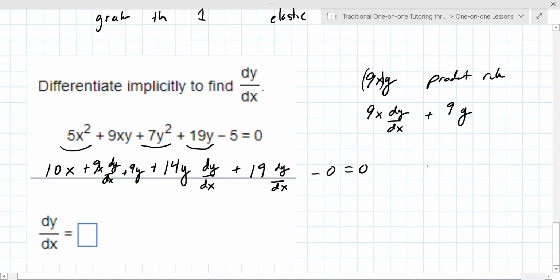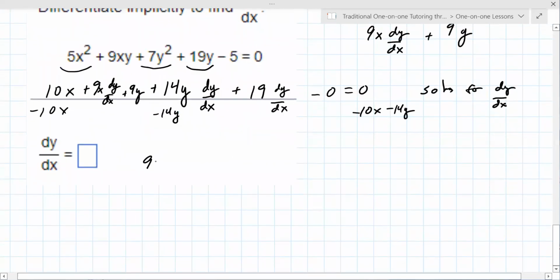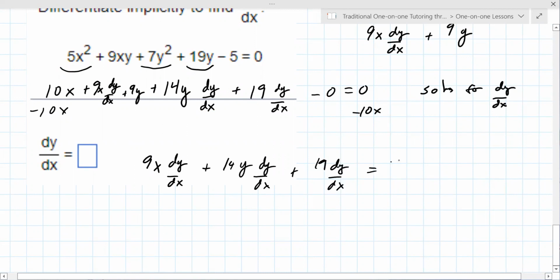And then from here, you're just solving for dy/dx. Okay, so to do that, you move any non-dy/dx terms to the other side of the equation. That means moving the minus 10x over and the minus 14y over. A lot of writing on these, by the way. And so you're left with 9x dy/dx plus 14. Nope, I'm sorry. We cannot move the 14y. That's tied to the dy/dx. You can see that. So plus 14y dy/dx plus 19 dy/dx equals minus 10x.